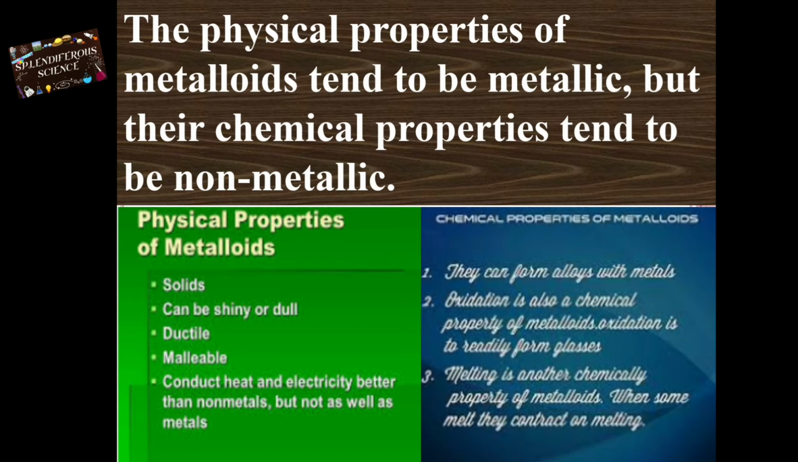So what are the chemical properties of metalloids? Oxidation: they are capable of forming glasses. Alloys: when mixed with metals, they form alloys. Allotropy: metallic and non-metallic allotropes are formed. Melting: few metalloids contract when they are melted. Compounds are formed when they react with halogens.